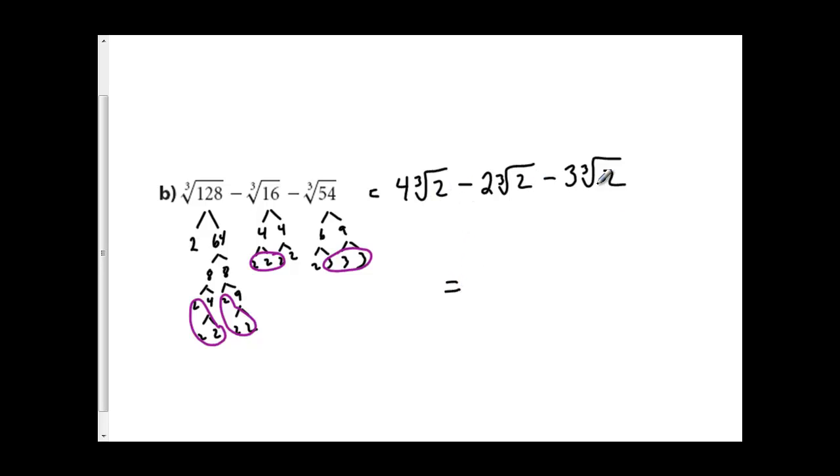So we've got all these cube root 2's, we can combine the coefficients together. So 4 minus 2 is 2, minus 3 is going to be negative 1, and you can write the 1 if you want, but it's not necessary. So I get negative cube root 2.